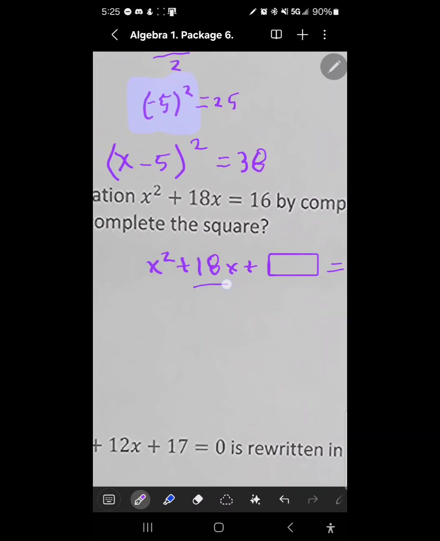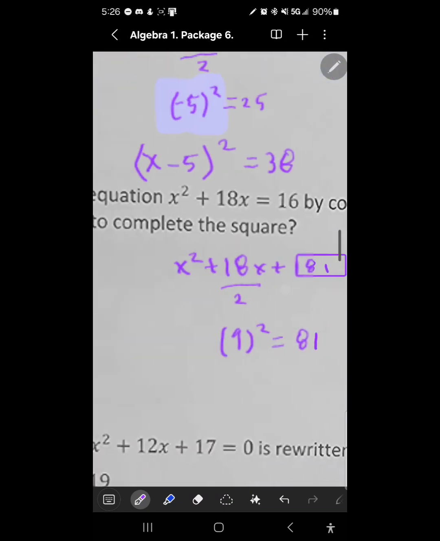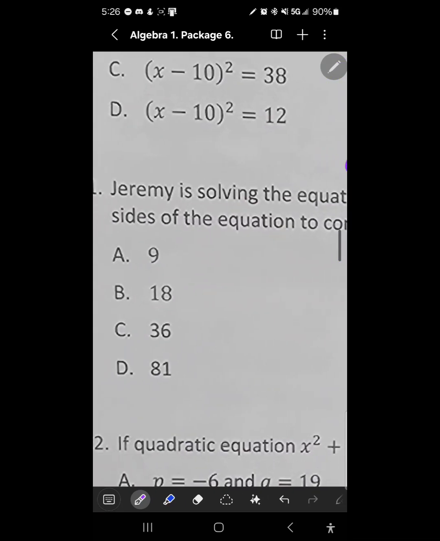So I'm going to divide 18 by 2. It's going to be 9. And then 9 squared will be 81. So we add 81 here and we add 81 here. So the number I added is 81. Option D.